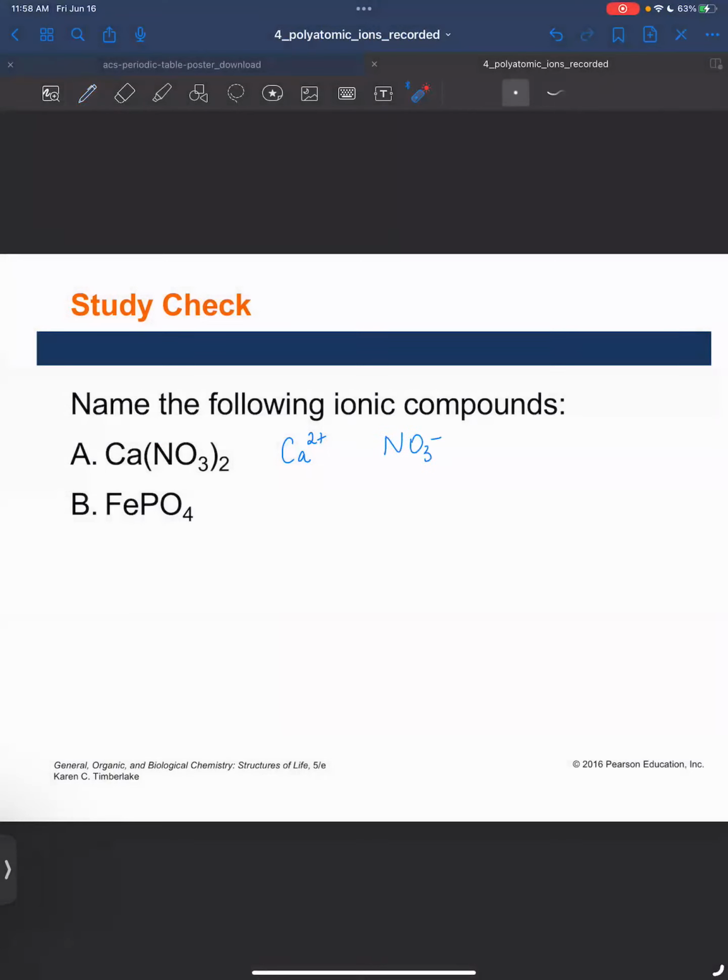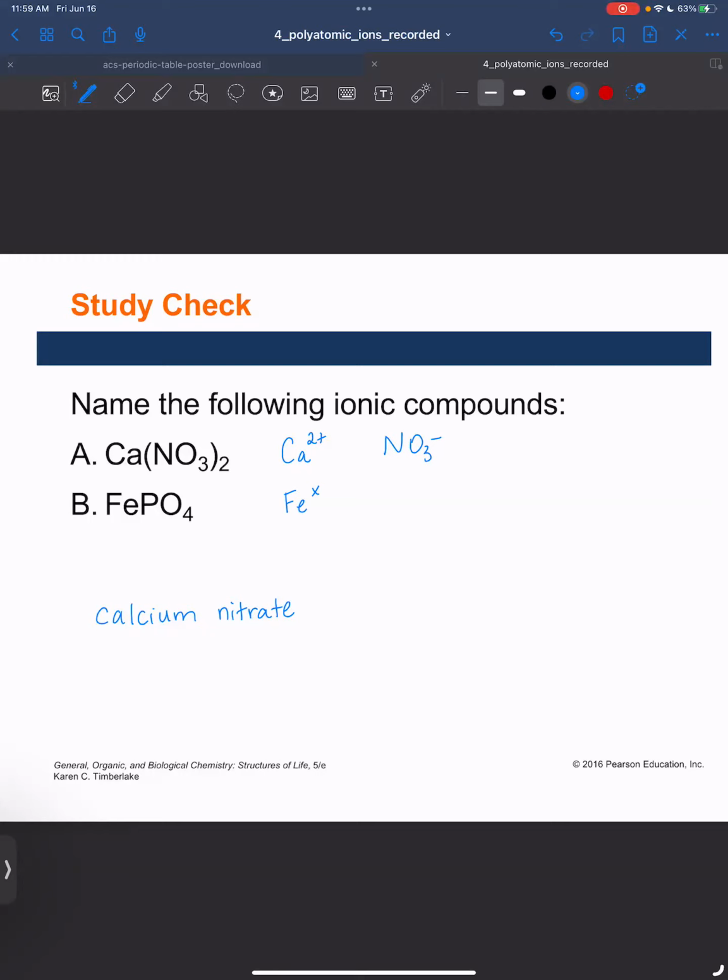I double check that calcium is not a transition metal, so I can just write the name as is, so calcium. And polyatomic ion, once again, you just write the name as it is on the table, so calcium nitrate. All right, the next one, FePO4. So I recognize Fe as a transition metal. So I don't know its charge, so we'll have to figure that one out. And it also helps me recognize I'll need a Roman numeral in the name.